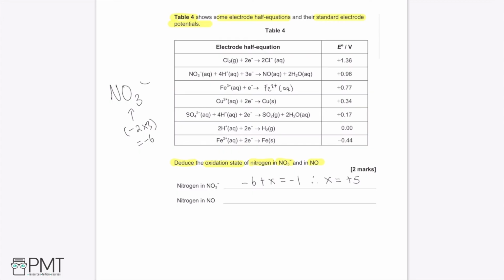Now, if we do the same for NO, we can use the same fact that oxygen has an oxidation number of -2, where there are 2 electrons needed to be gained to get a full outer shell, and we know that the overall charge of this compound is 0, so we have -2 plus x equals 0, meaning nitrogen must have an oxidation number of +2.